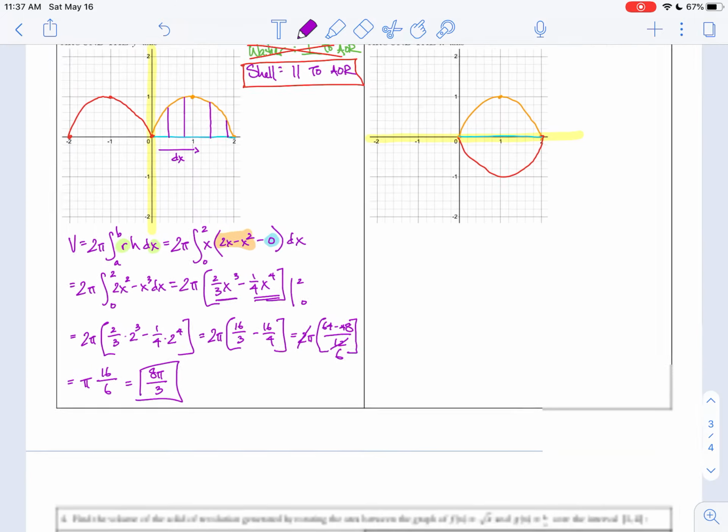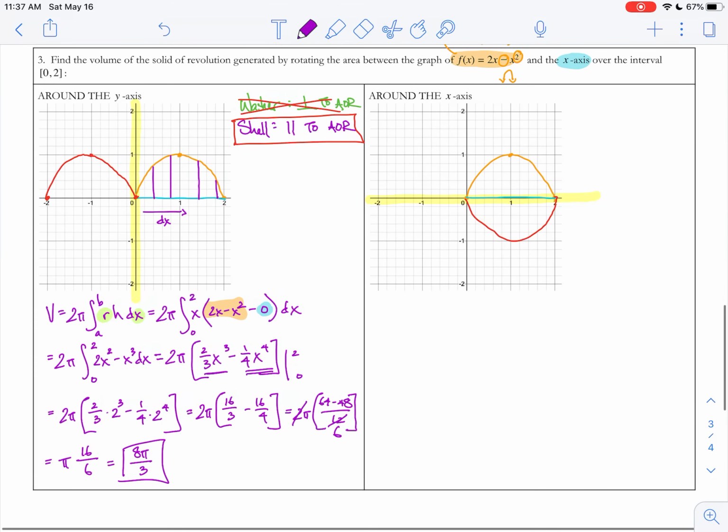Okay? So 8 pi over 3 is the volume of the shape that we get when we revolve it around the y-axis, all right? So in the next video, we're going to talk about what happens when we revolve around the x-axis. All right, see you back here.